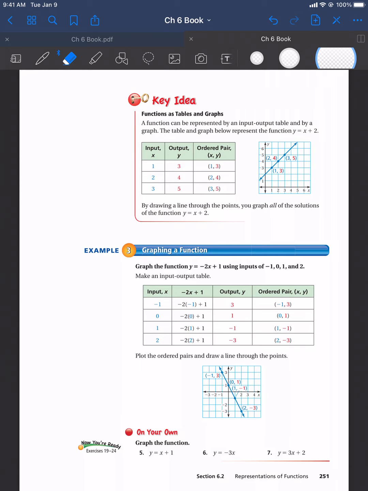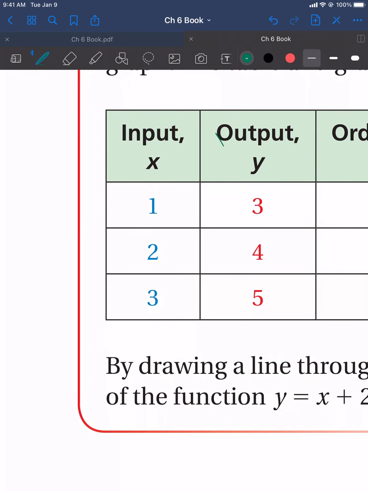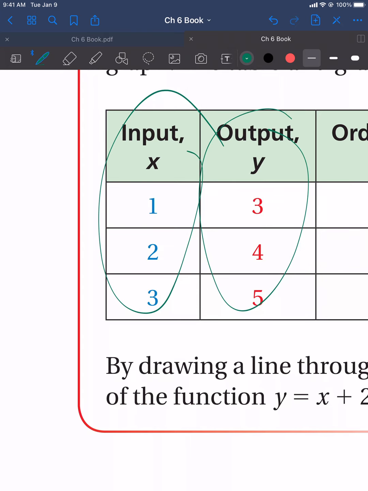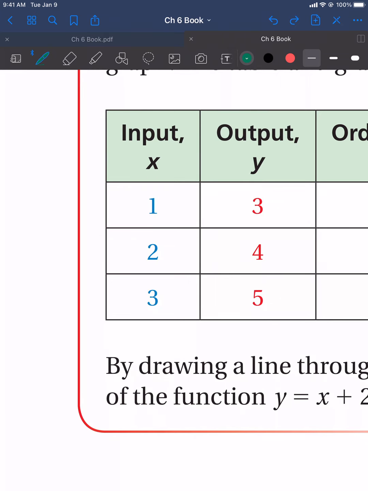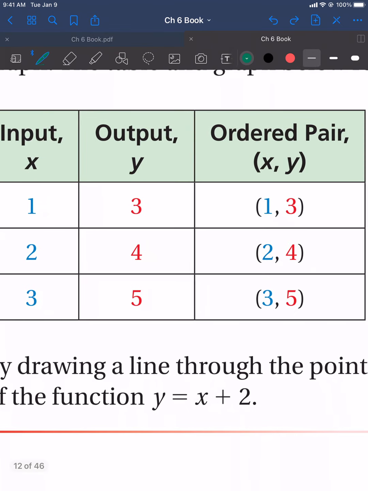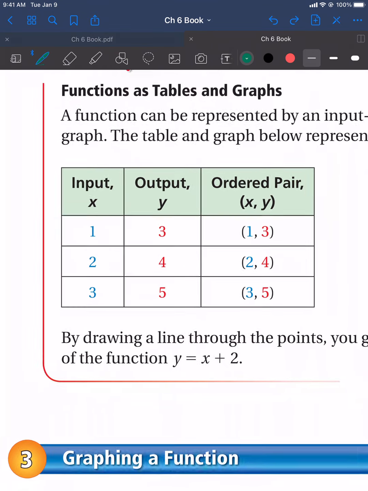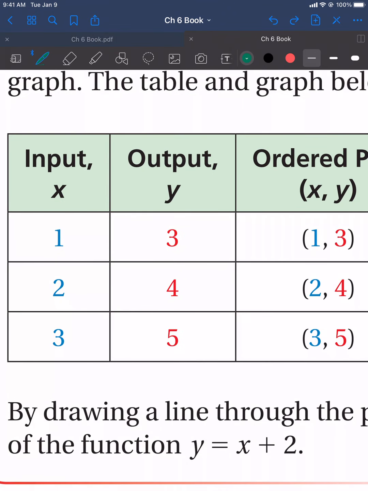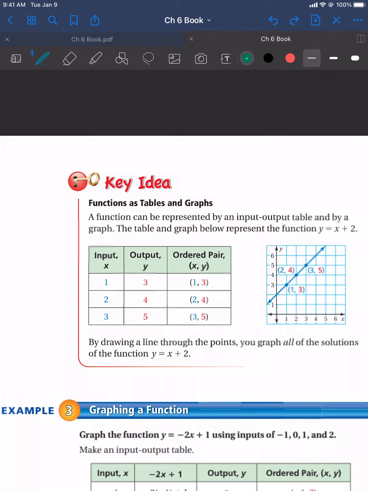A function can be represented by an input and an output table, just like what we were doing, except ours were like these cute little bubbles with arrows, but instead just picture it as a chart now. Okay, we got inputs, we got outputs. Here's the ordered pairs. Could you figure out a function rule from this table?